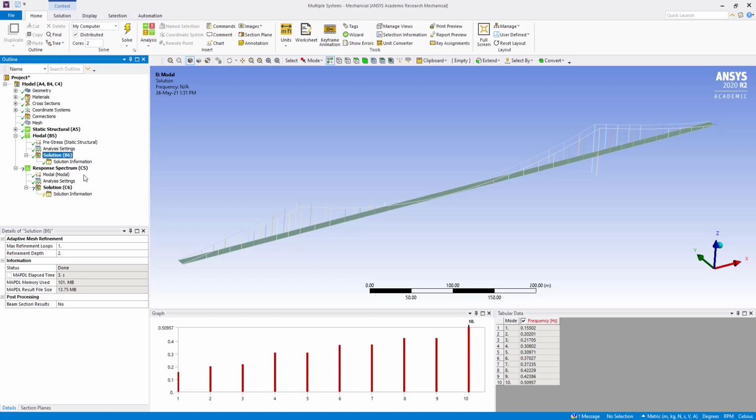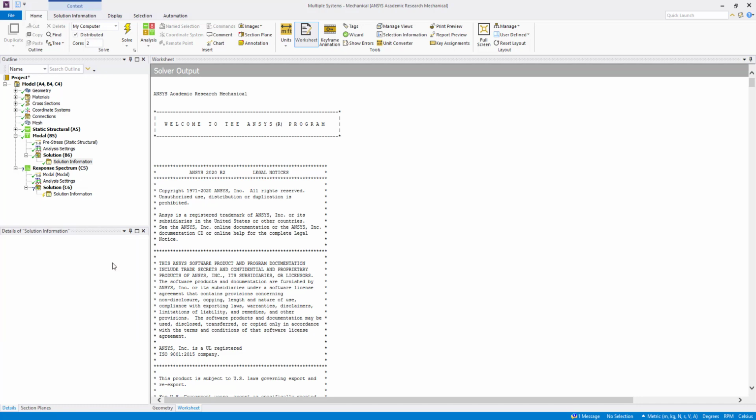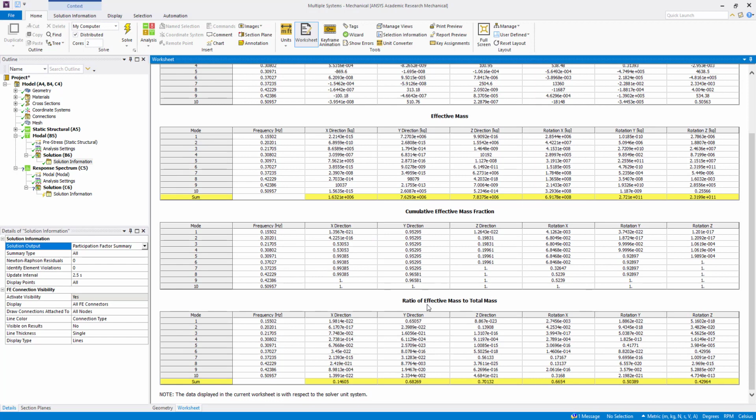Okay, so what we are going to do, we are going to click on solution information, then here participation factor summary, and if we see the ratio of effective mass to total mass, in y direction it's 0.68, the ratio of effective mass to total mass in the seismic excitation, that is in y direction.